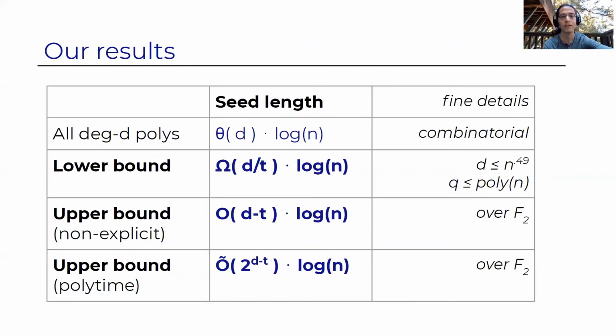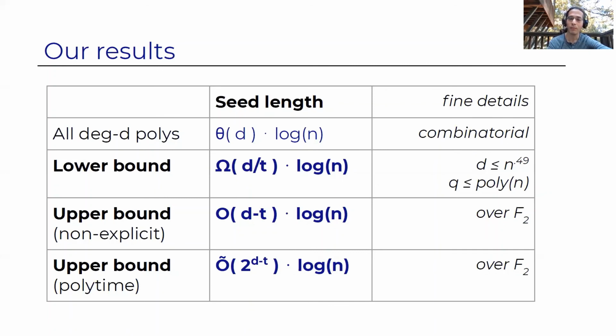So let me state it a bit more formally. This will be the last slide with technical content. Recall that the optimal combinatorial seed length for all degree d polynomials is d log n. We prove a lower bound, which is combinatorial. It has nothing to do with computational complexity. It just lower bounds the size of any hitting set of degree d over t. We recall that our t is such that epsilon is q to the minus t.